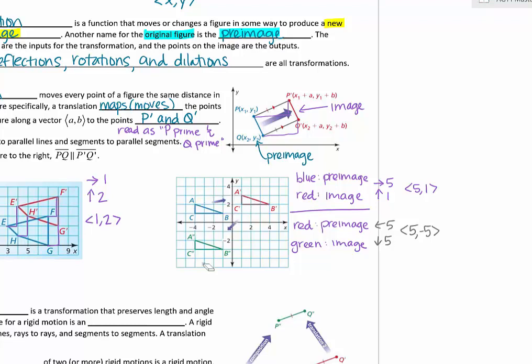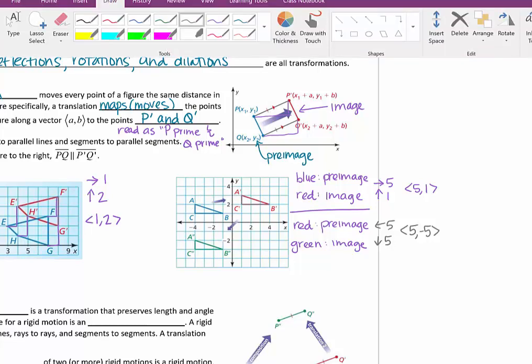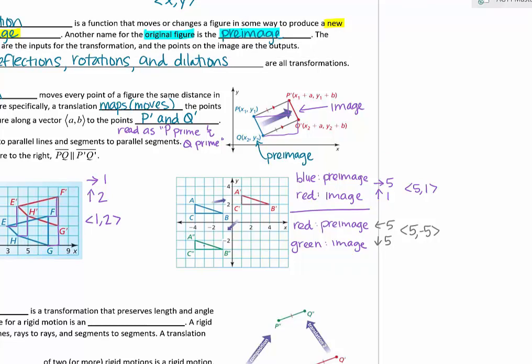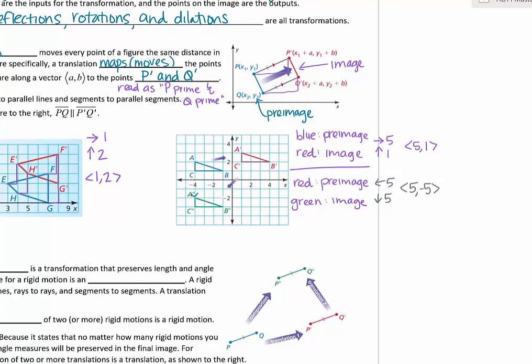Now, if we just look at this in general, is there a way that we could have gone from blue to green immediately? Yeah, we could have just moved it straight down 1, 2, 3, 4 units. So if I was looking at this in terms of blue being my pre-image, and green this time, we're skipping red entirely, is my image, we're moving it down 4, and that's it. So this vector would be 0, negative 4.